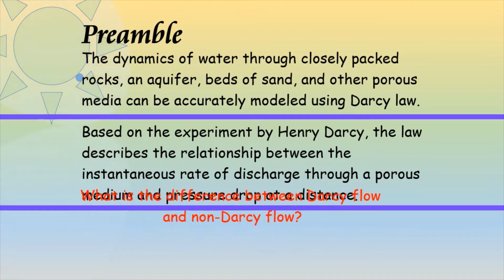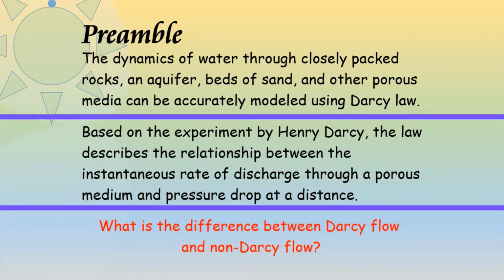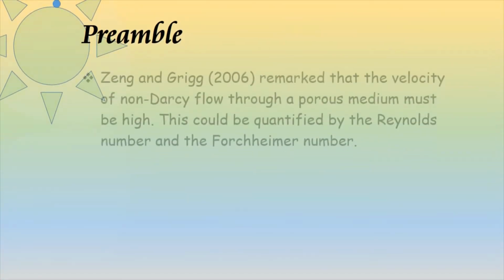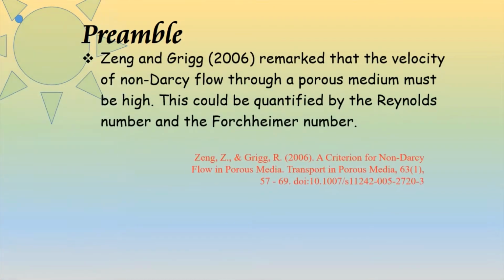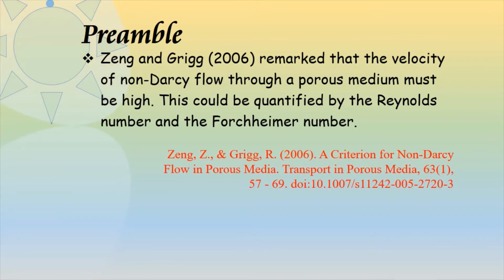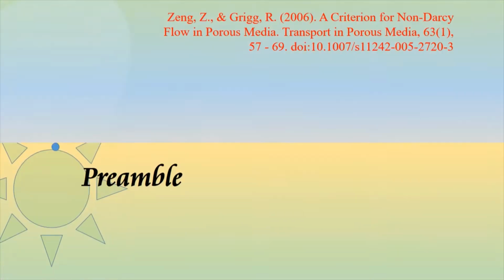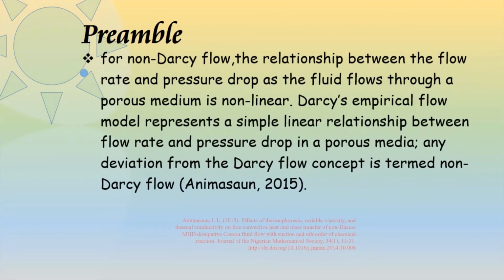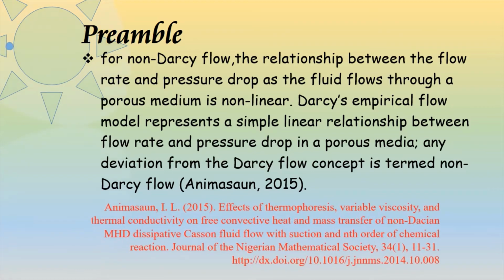But, how do we know that a particular fluid flow through a porous medium is non-Darcy? The velocity of the flow through a porous medium must be high. This could be quantified by the Reynolds number and the Forchheimer number. The relationship between the flow rate and pressure drop as the fluid flows through a porous medium is nonlinear.